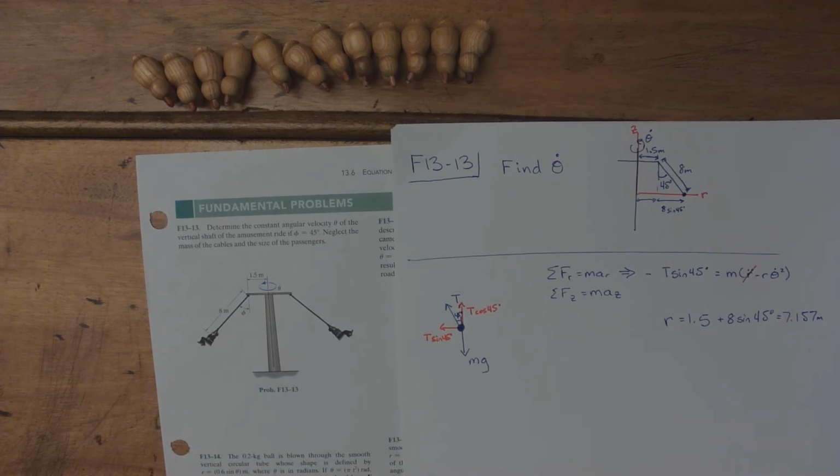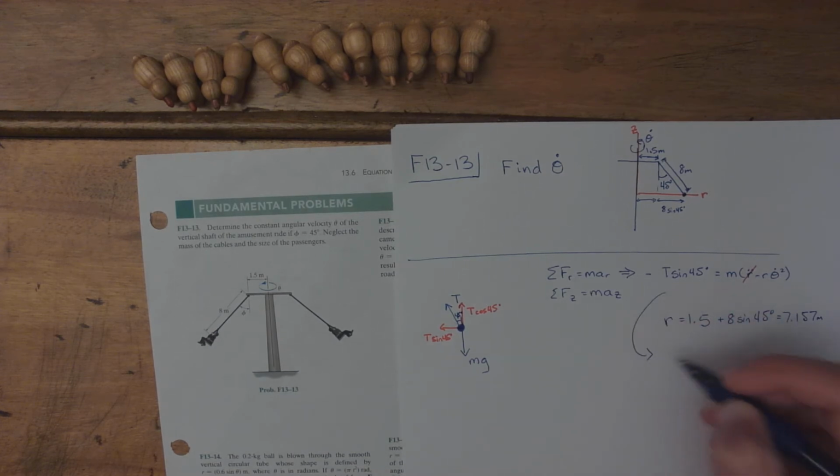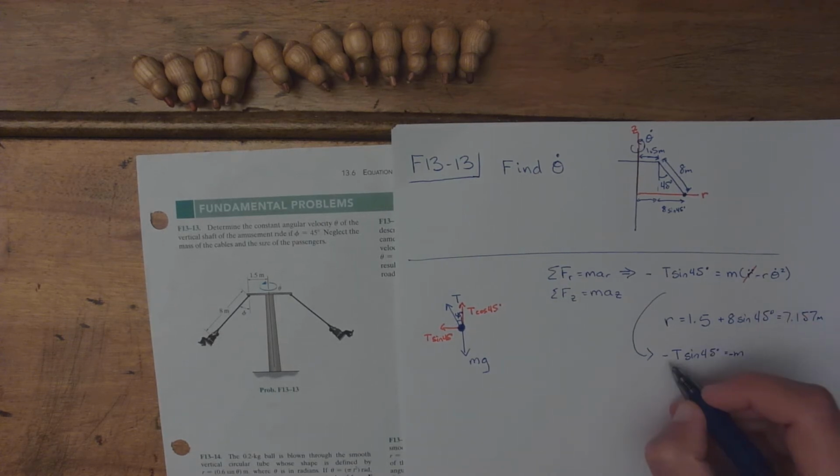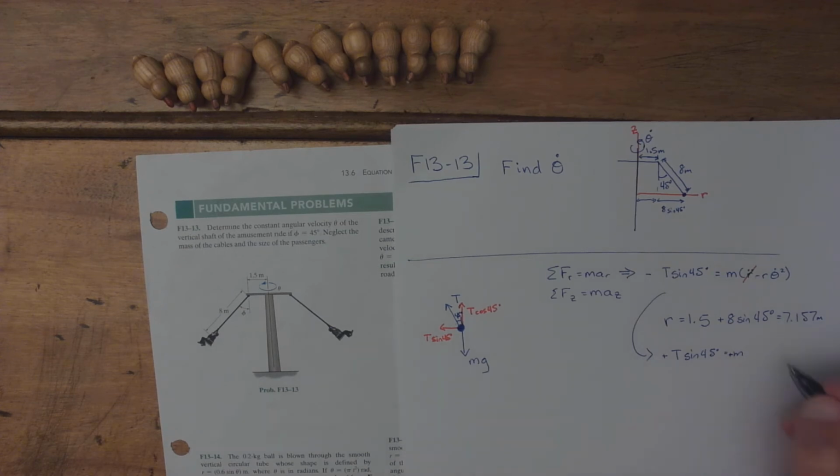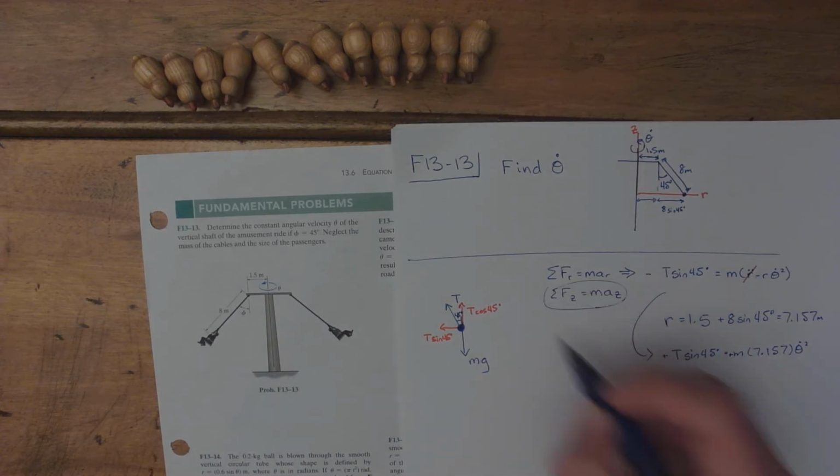Okay, and then I'm looking for theta dot. I don't know what the tension is, so we'll just bring this down here and say minus T times sine of 45 degrees is equal to the mass. I have this negative sign here too, so I can make both sides positive, times the radius, which is 7.157, times theta dot squared. So now I have one equation and 3 unknowns. So next, I'm going to look at the sum of the forces in the z direction.